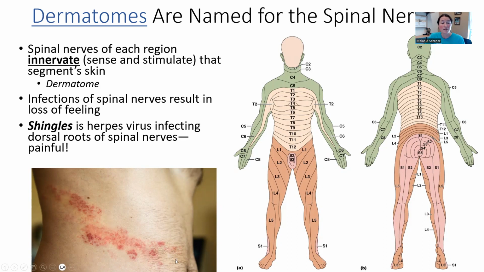We can see that this rash is not distributed equally over this man's torso. Instead, it is just in this little strip right here. So maybe this is an infection of T9, right? On the right side, T9 is infected.